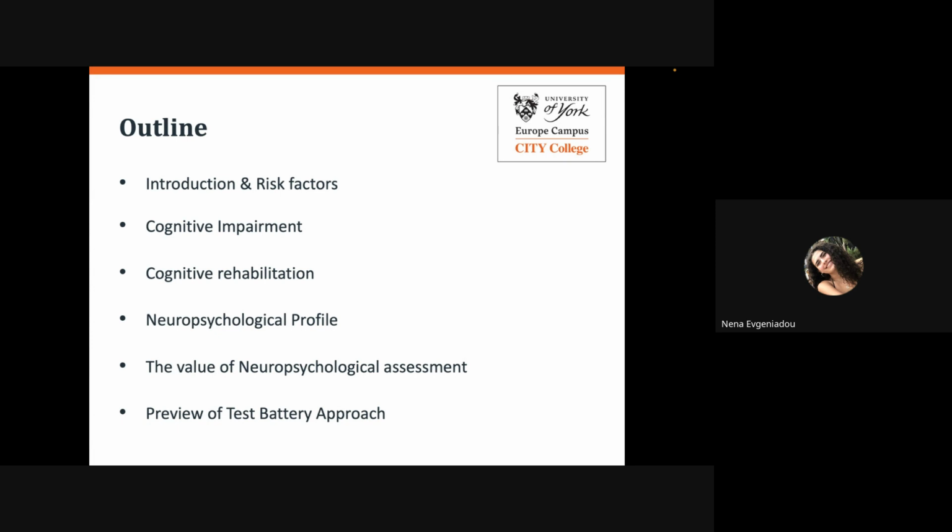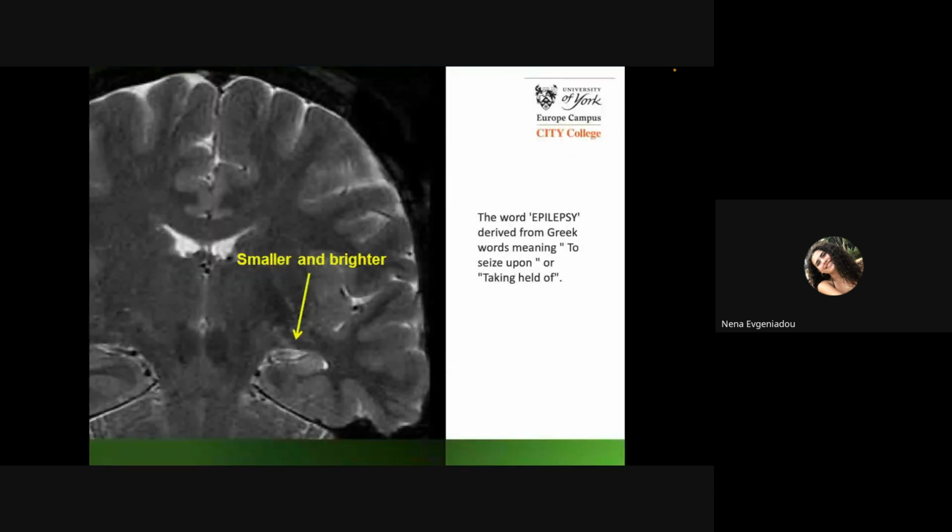Before I start, I do want us to focus on a specific question that hopefully can be answered by the end of the presentation. So the question is, if only with the knowledge of neuroimaging and EEG results, and type of epilepsy, we have the possibility to understand the nature of impairment in epilepsy, because this is where neuropsychology comes into the picture. So let's begin.